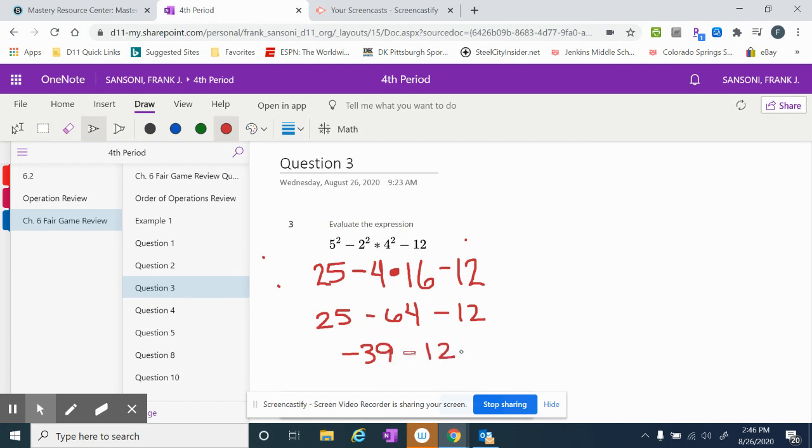minus 12. Kind of confusing here. Negative 39 minus 12. And the reason it's kind of confusing is because sometimes you forget that subtract means the same thing as adding the opposite. So negative 39 minus 12 is the same thing as negative 39 plus negative 12. So negative 39 plus negative 12, your final answer is negative 51.